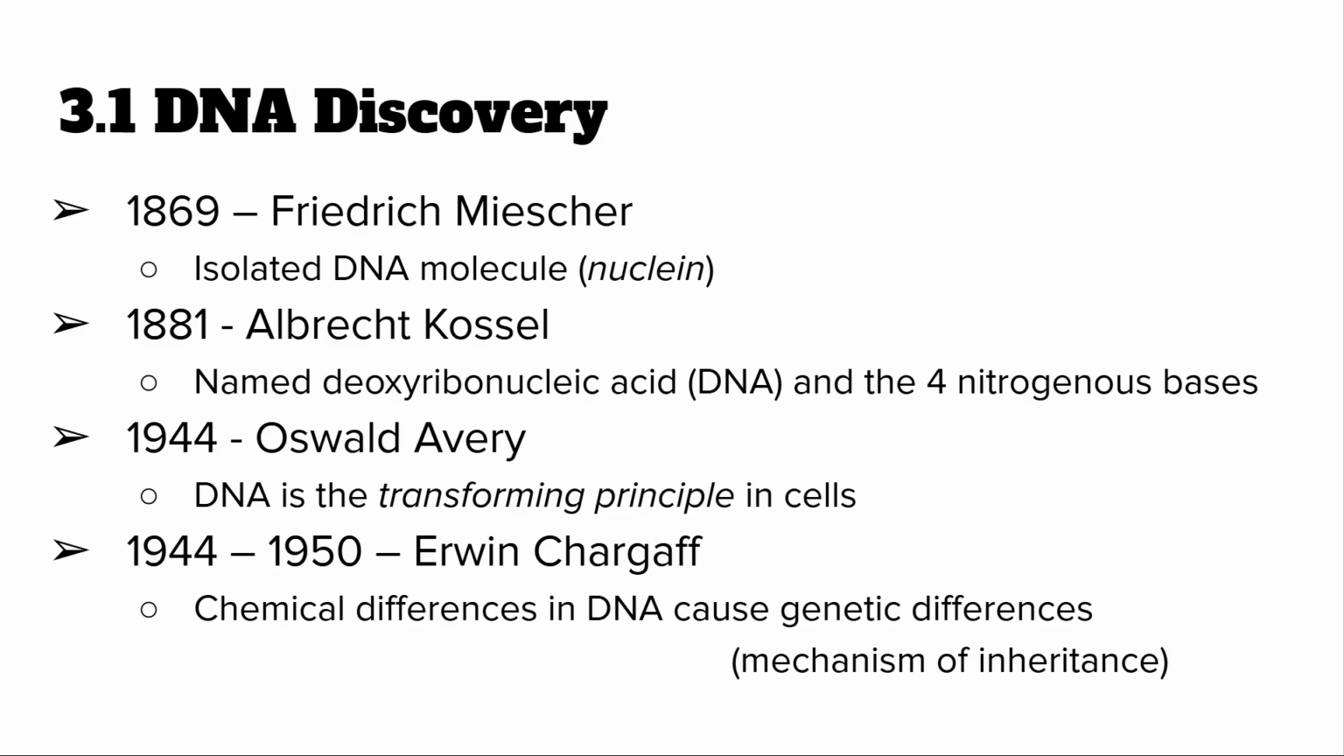About 12 years later, Albrecht Kossel actually named deoxyribonucleic acid. He confirmed what Friedrich Miescher had been doing, but took it a step farther in that he saw that there were 4 different nitrogenous bases, 4 different nucleotides, as we're going to call them now. And he came up with the idea, the name of deoxyribonucleic acid.